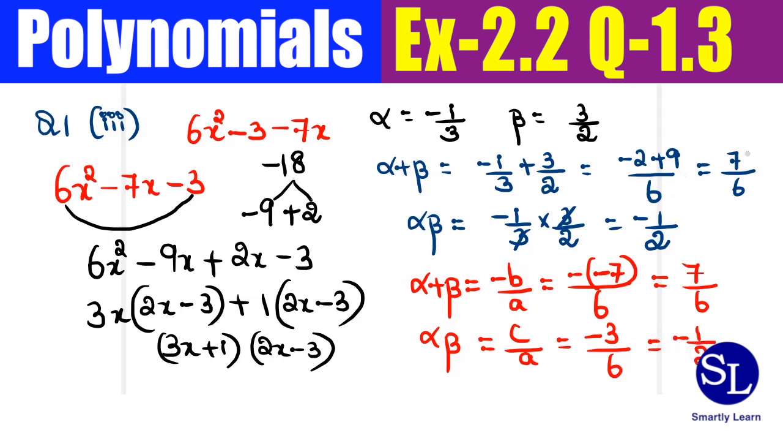Now let's check. Manually, I got the sum of the zeros as 7 by 6, which is what we have got from the coefficients too. Similarly, the product we got manually is minus half, and from the coefficients too, we were able to get the same value. Therefore, we are able to verify the relations.